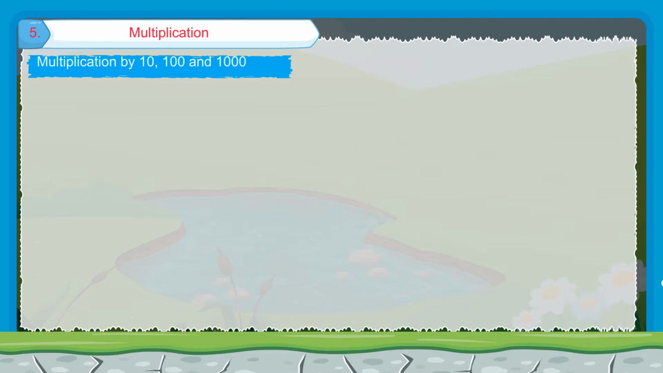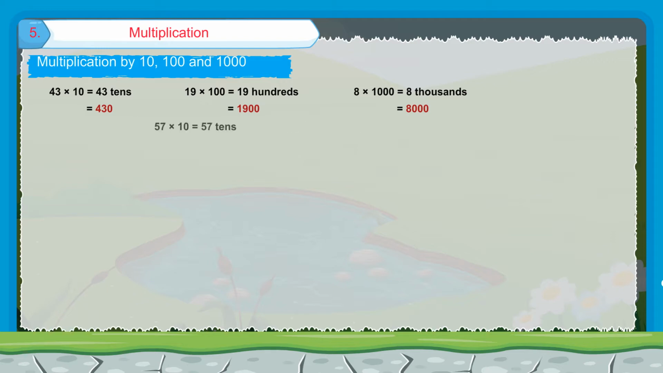Multiplication by 10, 100 and 1000. 43 into 10 is equal to 43 tens is equal to 430. 19 into 100 is equal to 19 hundreds is equal to 1900. 8 into 1000 is equal to 8 thousands is equal to 8000.